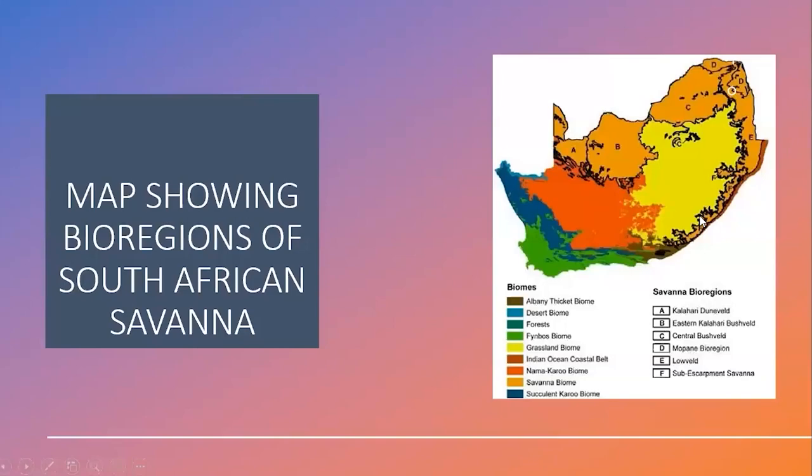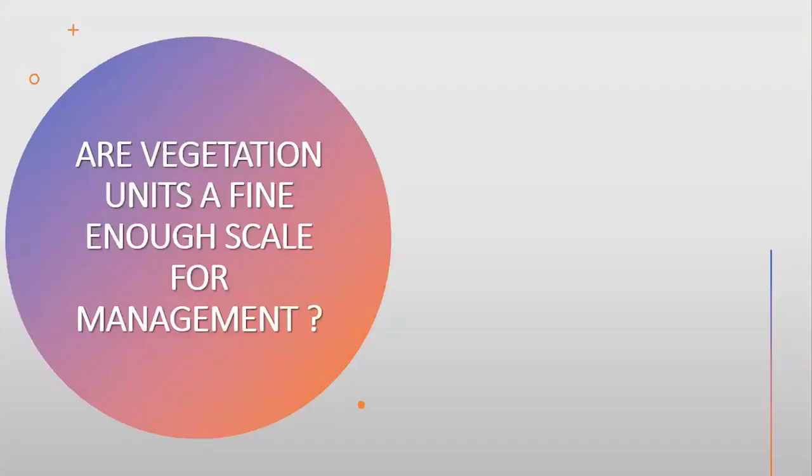So that's what I'm interested in at the moment, is the savanna of South Africa divided into moist and dry, and six bioregions, and there are 87 different vegetation units within those bioregions. Don't worry about the other biomes at the moment. We're only interested really in the savanna.